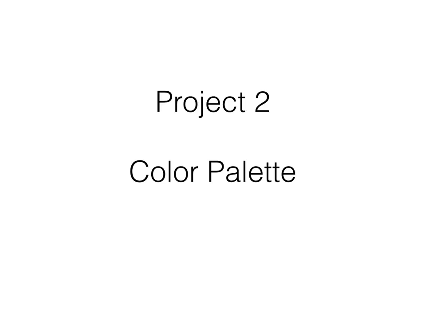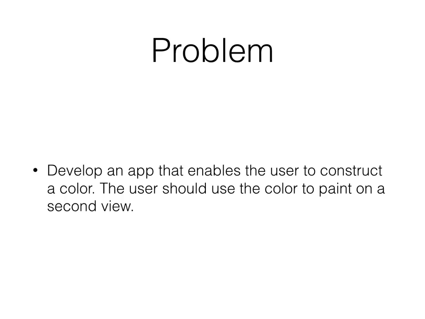The idea of this project starts with a vague statement that either you come up with or somebody tells you about. The vague statement here is: develop an app that enables the user to construct a color. The user should use the color to paint on the second view. As you will see, there are two types of demonstration of that painting on the second view. This is the beginning. I want to do something where we can make a color and use it to paint.